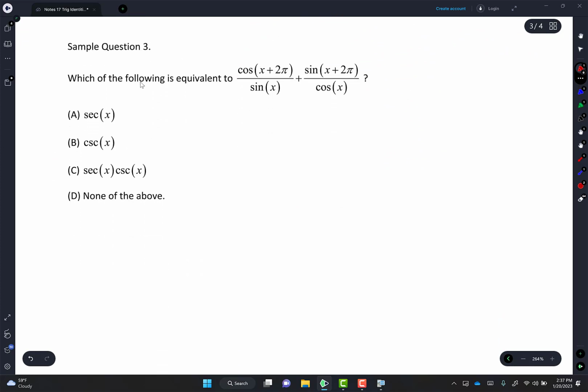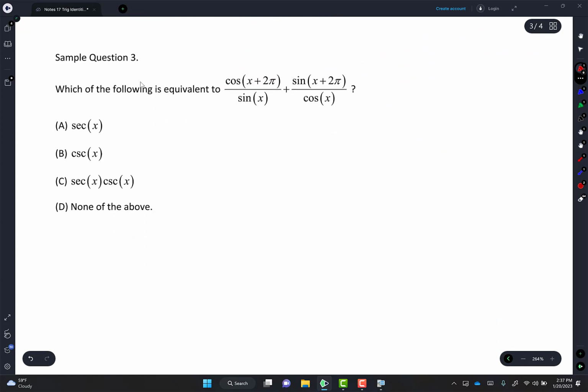All right, here we go. Example 3. We'll go slow. Don't worry. No yawning. That's a demerit. So I see cosine of x plus 2 pi. I see sine of x plus 2 pi. And I know that every time I add 2 pi, I'm going to be in the same location.